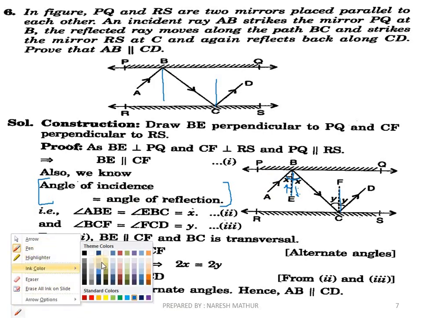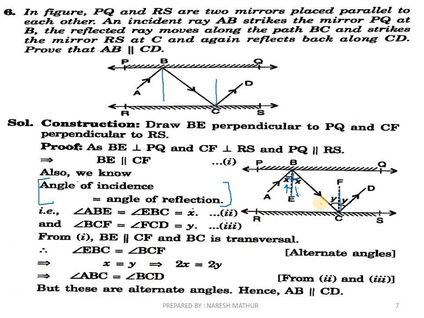Similarly here we are writing angle y and angle y with the same concept, angle of incidence equals angle of reflection. Now we need to prove that AB is parallel to CD. For this, as BE is parallel to CF, this angle will equal this angle. Reason? Alternate interior angles. So angle x equals angle y by alternate interior angles. Now we can multiply it by 2. So the angle 2x will equal 2y.